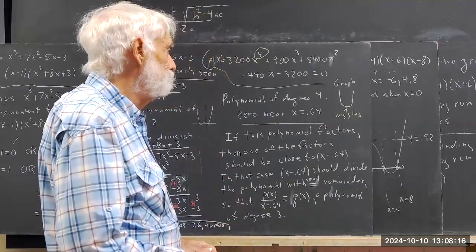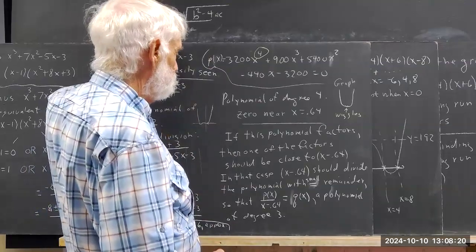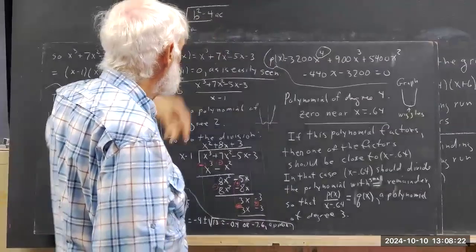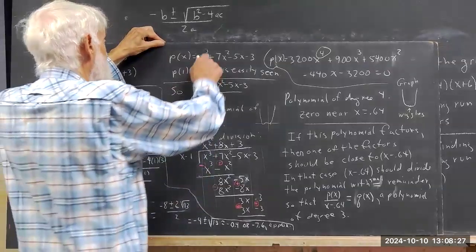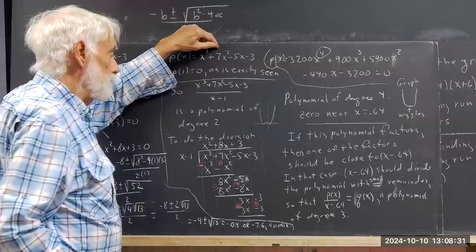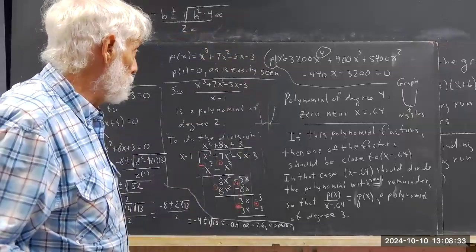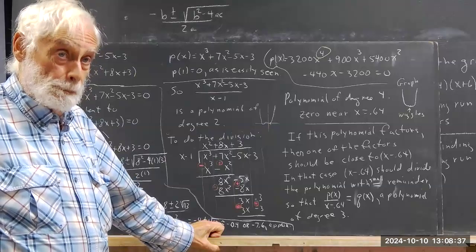This means, well, over here. Here's a polynomial: x cubed plus 7x squared minus 5x minus 3. Okay? If you plug in x equals 1, what do you get?